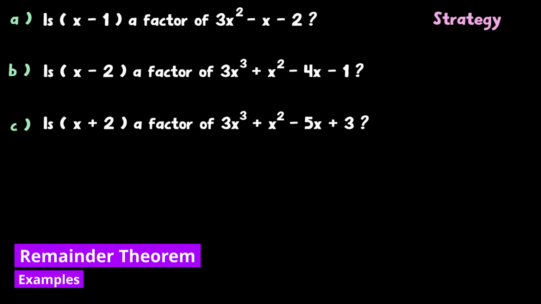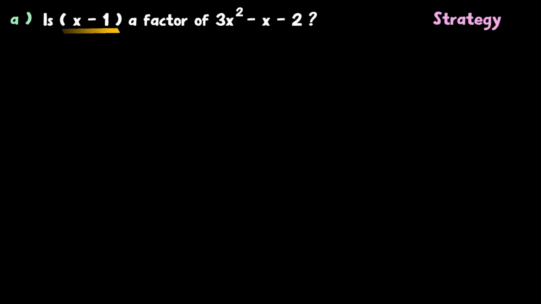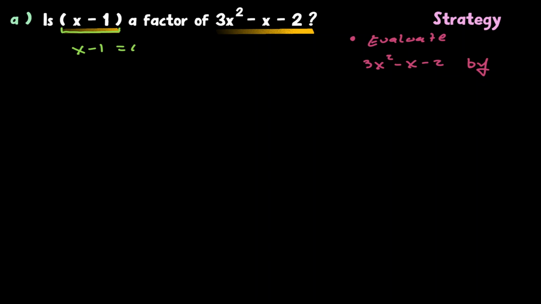Welcome. Let's discuss the remainder theorem. In example 1, we want to know, is the expression x minus 1 a factor of 3x squared minus x minus 2? If we want to use the remainder theorem, we can evaluate the expression 3x squared minus x minus 2 by the value that we obtain when we look at the possible factor and set it equal to 0, which in this case is a value of 1.